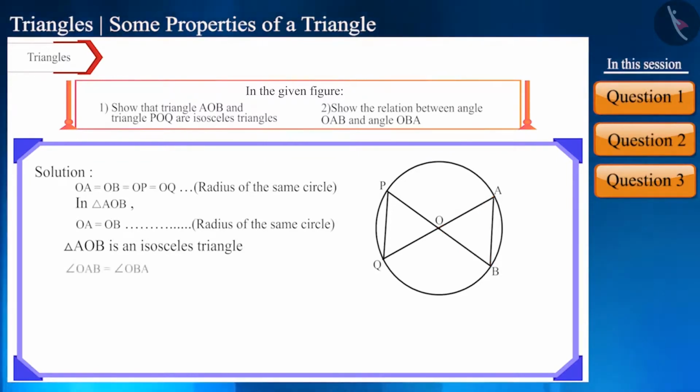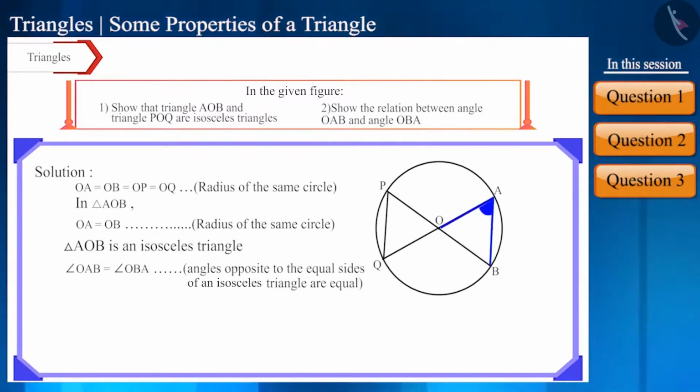Friends, we know that the angles opposite to the equal sides of an isosceles triangle are equal. Therefore, angle OAB will be equal to angle OBA. Similarly, we can also prove triangle POQ to be an isosceles triangle. Pause the video and try to prove it yourself.